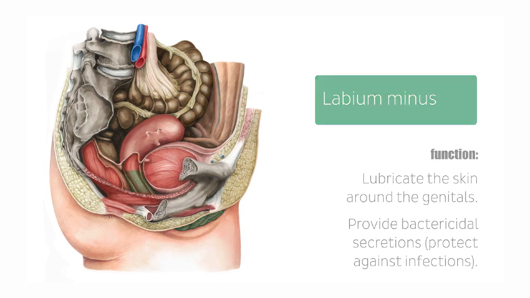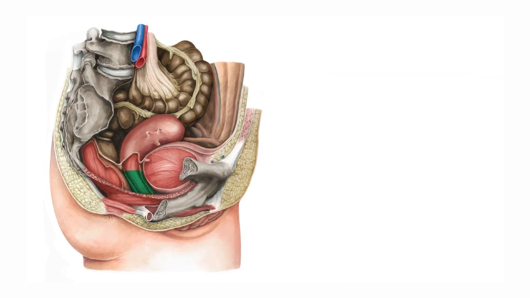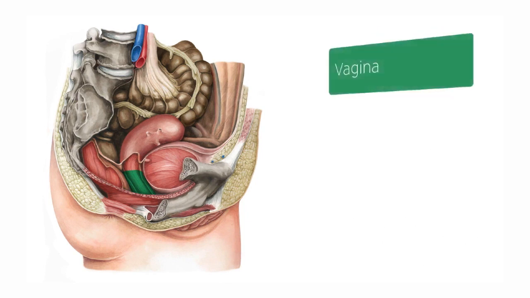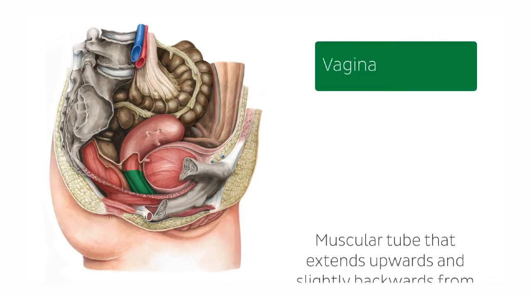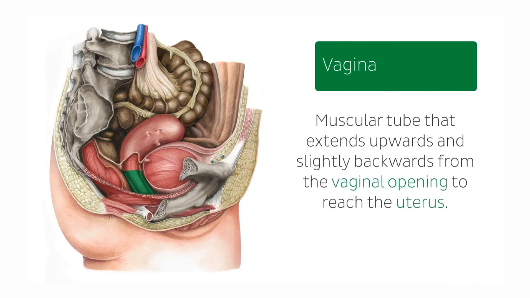We're now ready to move on to the next structure that you see here highlighted. I briefly mentioned it on a previous slide. This is known as the vagina. This is a muscular tube that extends upwards and slightly backwards from the vaginal opening to reach the uterus, as you can see here. Here is the uterus. The vaginal canal sits between the bladder at the front and the rectum at the back, as you can clearly see here on this image, the rectum and the bladder.